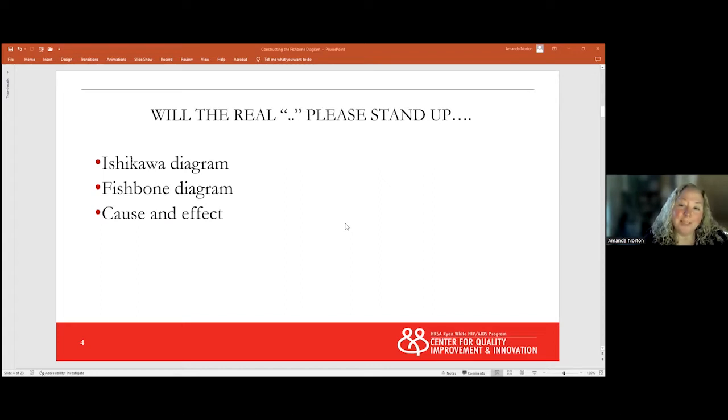So will the real stand up? This diagram does go by a lot of different names. And again, I don't particularly care what you call it. But we should just acknowledge that if somebody says, oh, well, let's make a cause and effect diagram, they're talking about the exact same thing as an Ishikawa diagram or a fishbone diagram. So you can use these words interchangeably. You don't have to pick the most difficult one in order to play stump my colleague. Just choose whatever works and get everybody on board.